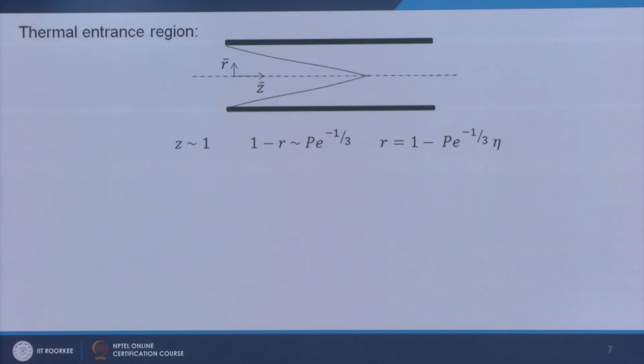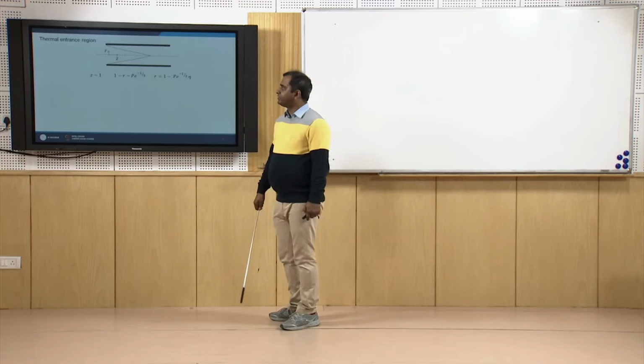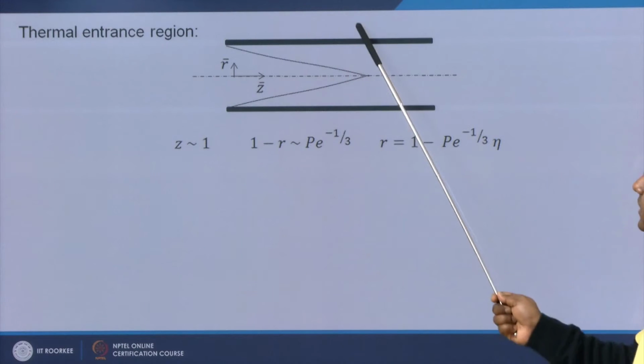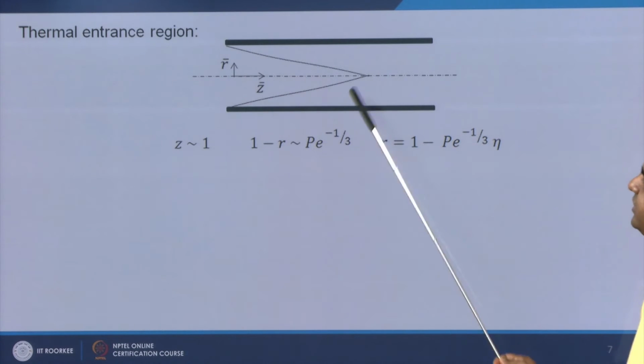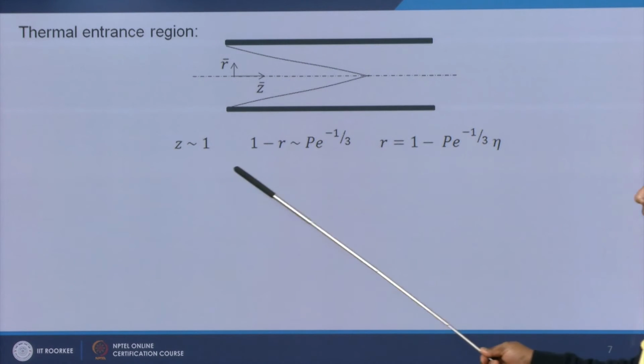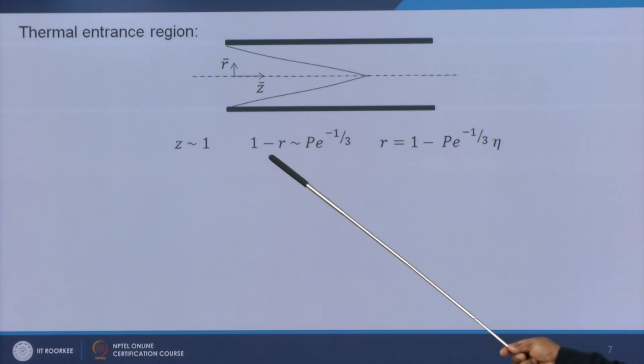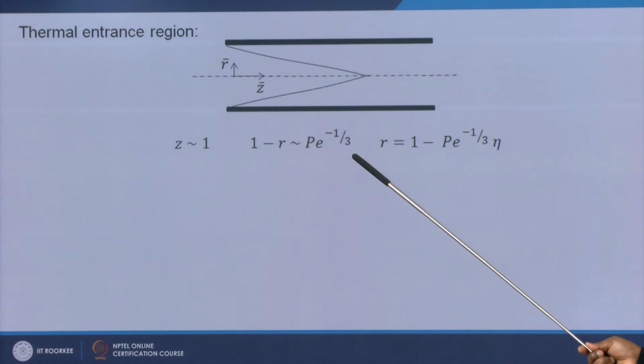So let us try to have a similarity variable in the case of our thermal entrance region. Okay, so here once again I have schematically shown the thermal entrance region. So up to this we will have the thermal entrance region. So in that, as we have already taken, Z is of the order of 1, and earlier we have taken 1 minus R to be of the order of delta naught, and in the last slide, by equating the convection and conduction order, we showed that delta naught is actually Peclet number to the power minus 1/3. So 1 minus r can be written as Peclet number to the power minus 1/3.